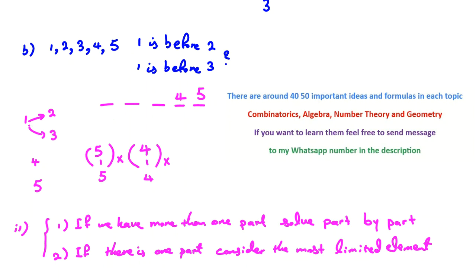The most limited element is 1. We have to place 1 in the first position of these 3 positions, one way. Then 1 is before 2 and 3, so you can erase. Then again, we have 2 parts. 2 has 2 choose 1 and 3 has 1 choose 1. So the answer will be 5 times 4, 20. 20 times 2, 40.